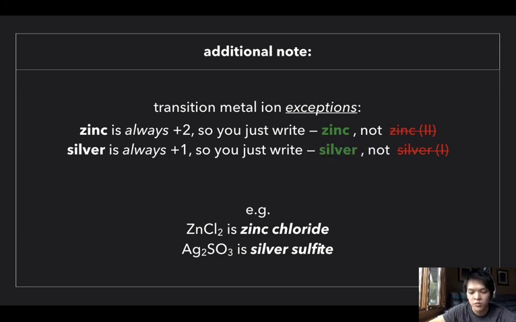So we have some examples down below. ZnCl2. Well, zinc is going to be just zinc chloride. And then we have Ag2SO3. Ag is a transition metal. However, it's one of the exceptions, so it's just going to be silver sulfite. You're not going to write the Roman numeral for these 2 transition metals. The reasoning is because they're always going to be the same charge. So try to remember these 2 exceptions.